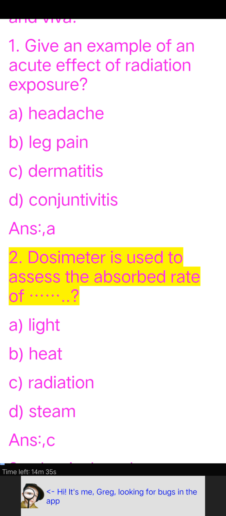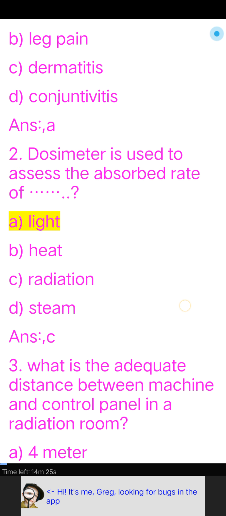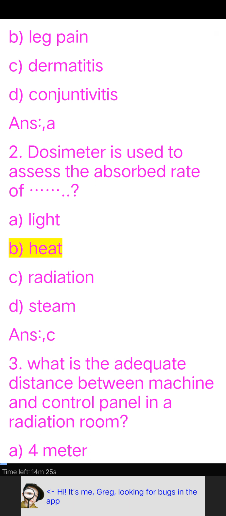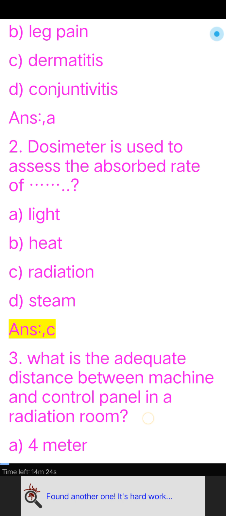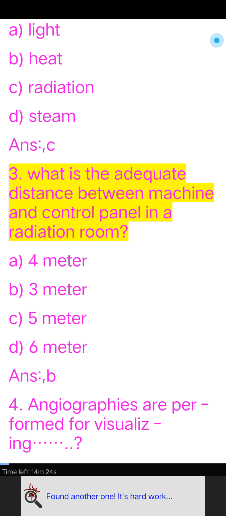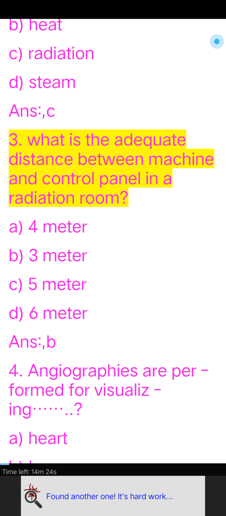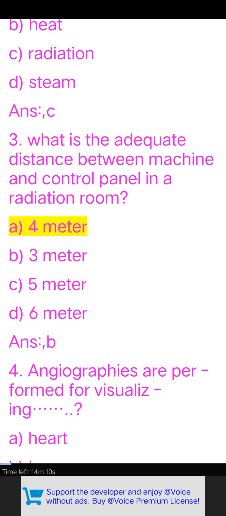2. Dosimeter is used to assess the absorbed rate of A. Light. B. Heat. C. Radiation. D. Steam. Answer. C. 3. What is the adequate distance between machine and control panel in a radiation room? A. 4 meter. B. 3 meter. C. 5 meter. D. 6 meter.